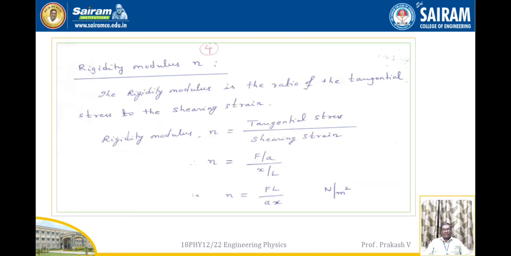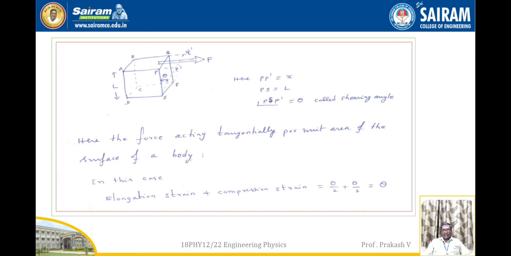Rigidity modulus, denoted by the symbol small n. The rigidity modulus is the ratio of the tangential stress to the shearing strain. The rigidity modulus n is equal to tangential stress divided by shearing strain, that is equal to F by A by x by L, that is nothing but FL by Ax, so many Newton per meter square. Here the force acts tangentially per unit area of the surface of a body. In this case, the elongation strain plus compression strain will be equal to theta by 2 plus theta by 2, that is equal to theta.